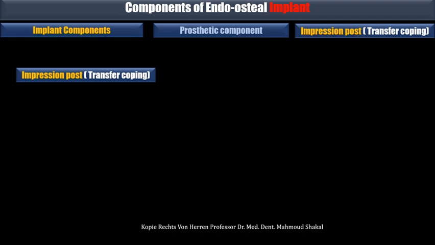At this phase, we finish inserting our fixture inside the bone with choosing the proper abutment. Now it is the phase of transferring the location of the implant and the arch for the laboratory to go and proceed with the preparation of the final restoration.